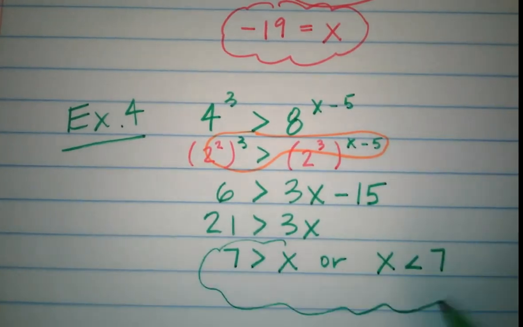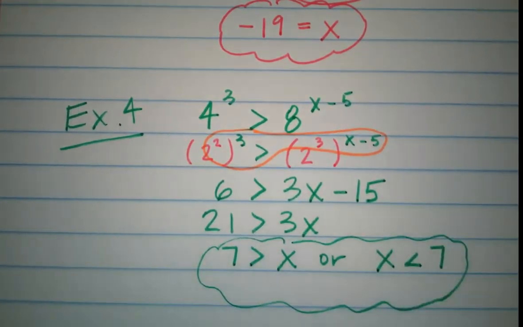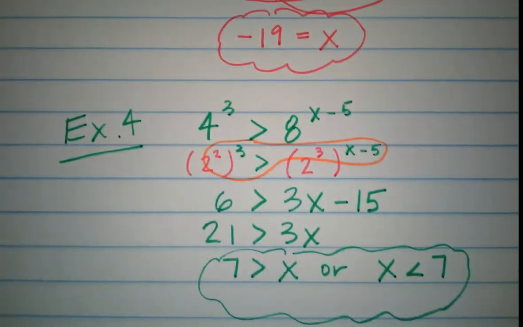So what this means is that there's multiple answers. As long as x is smaller than 7, this problem will work out. All right, if you need to go back and rewatch anything, remember that's the purpose of having the video, and we will work more together with some practice.